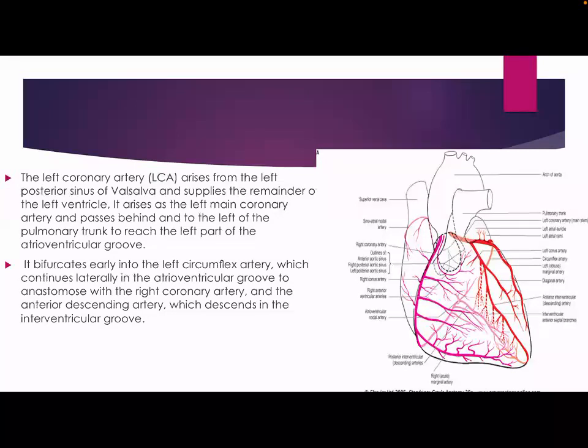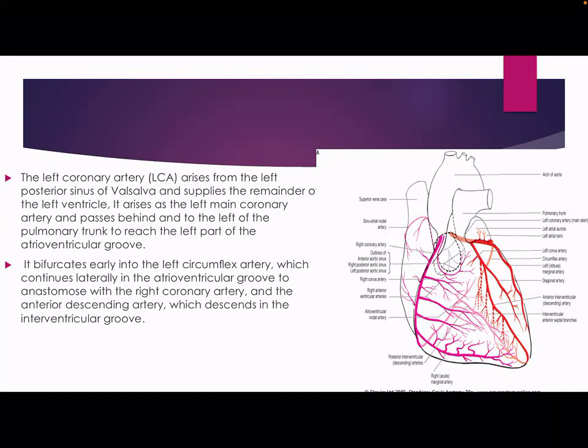The left circumflex artery, which continues laterally in the atrioventricular groove to anastomose with the right coronary artery. This is the circumflex artery, continuing laterally in the left atrioventricular groove. And the other branch is the anterior descending artery running in the interventricular groove. This is the anterior interventricular or descending artery in the anterior interventricular groove.